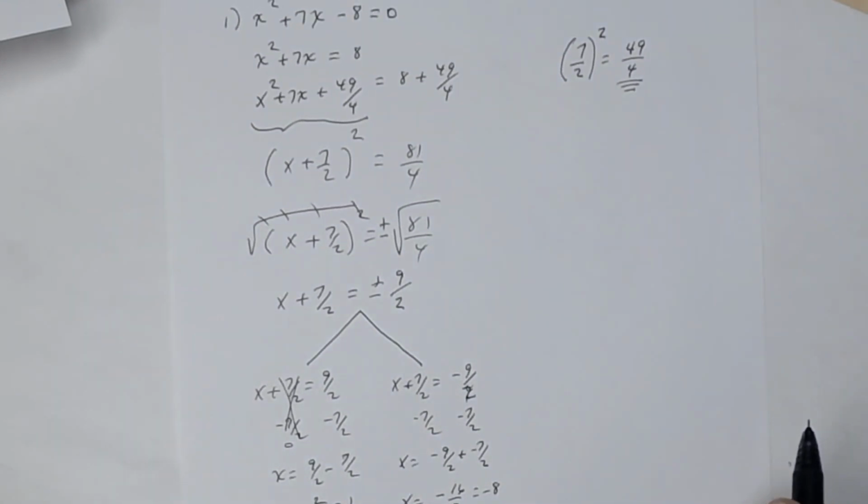All right, let's look at number 2. Finally, number 2, we're just going to do 2 of them. We have this equation, so let's look at this one. All right, so number 2.